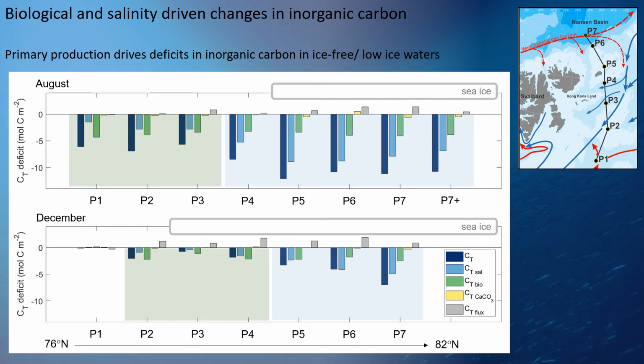Changes in salinity also had a notable effect, particularly in August due to the release of the meltwater from the retreating sea ice. The effects of calcium carbonate on the DIC were very small, but the contributions from CO2 fluxes indicate a stronger effect in December and likely result from CO2 uptake from the atmosphere or a contribution of CO2 in the saline brines that are rejected from the sea ice.